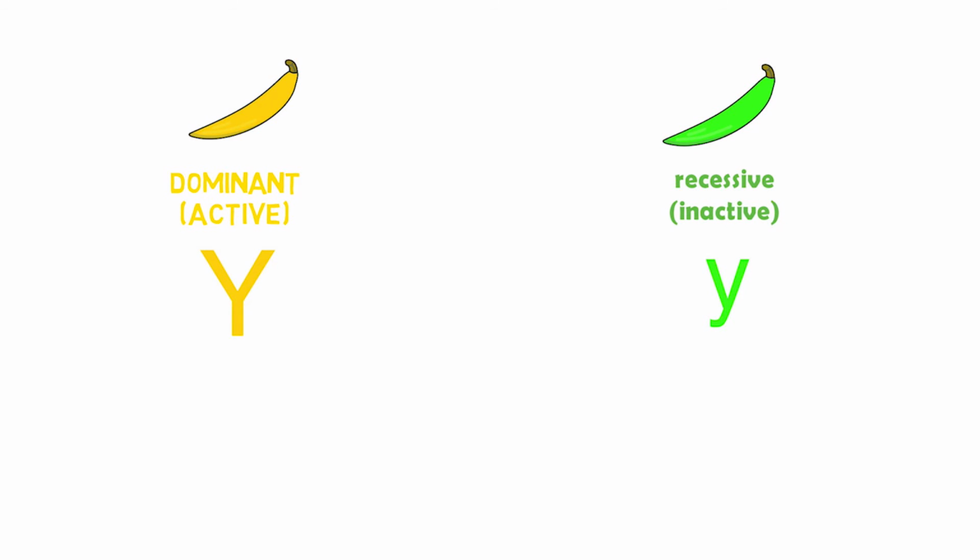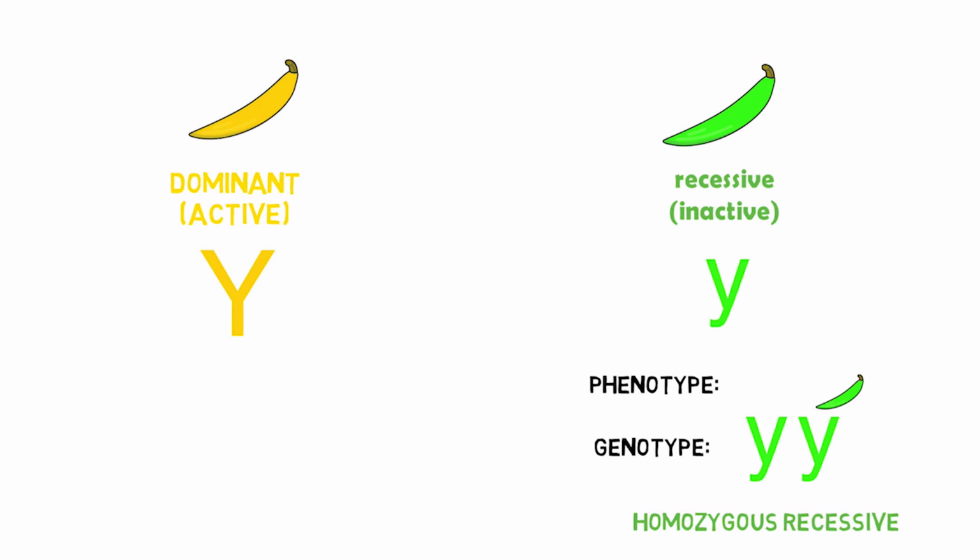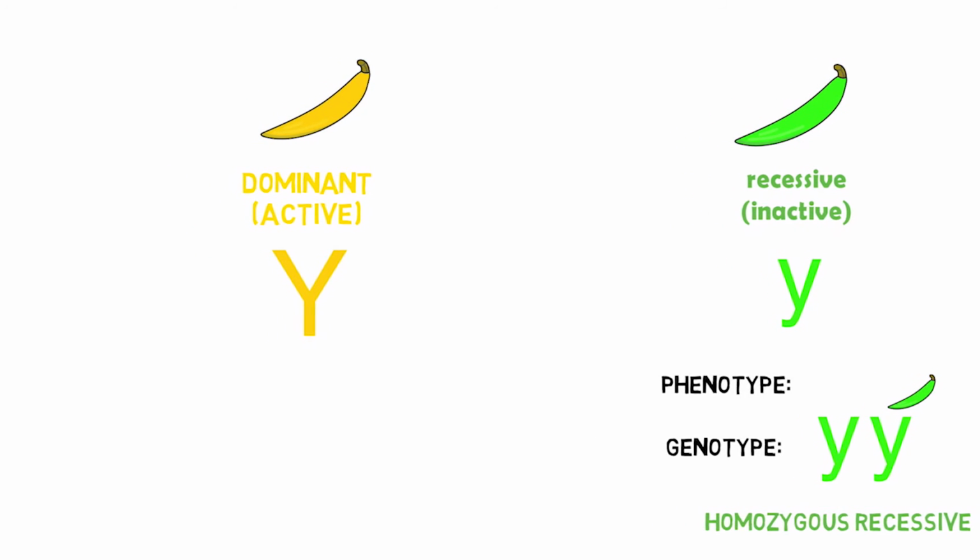Alone, these alleles do not produce a phenotype or express a trait, but in combination as a genotype, they do. For Mendel's pea plants to express the green color would require the inheritance of two broken genes, which we would write as lowercase y, lowercase y, and we would call this the homozygous recessive genotype. For Mendel's pea plants to express the yellow color would require the inheritance of at least one unbroken gene.